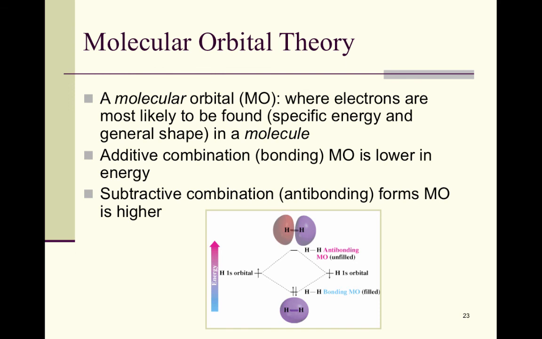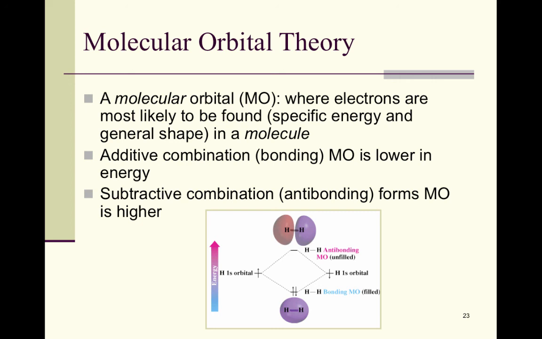So we talked about the atom, what's in the atom, where the electrons are located, how the electrons hybridize, and how they bond together. So now let's take a look at what's known as molecular orbital theory. Now we're going to make molecules. We're going to put two different atoms together, and again, that's called molecular orbital theory. This is where electrons are most likely to be found, the specific energy and general shape of a molecule.